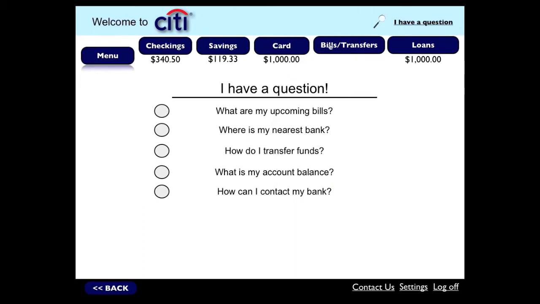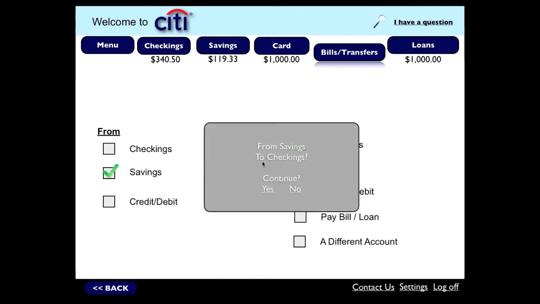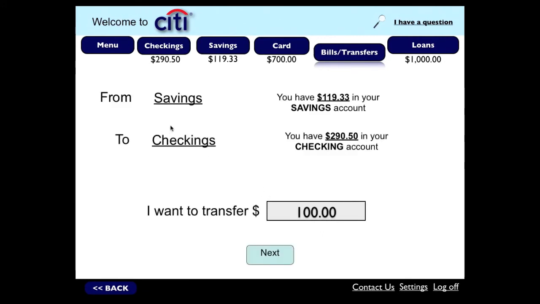and we can show our bills and transfers here. Even if we want to transfer from one of our accounts to another account that's also ours, we can do that. So in this example, savings to checking, it asks us to confirm, and we click yes. Then it tells us exactly how much we have in each of the accounts we're transferring from and to.